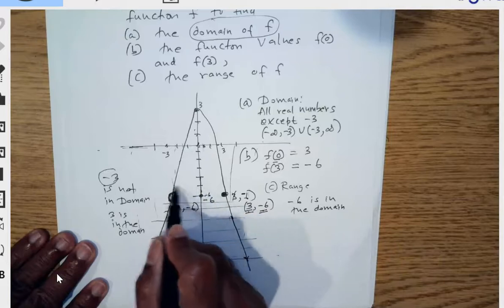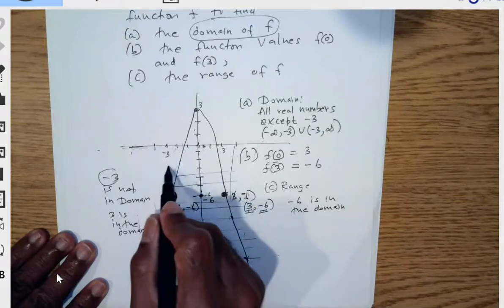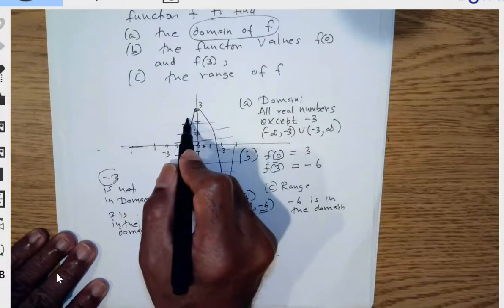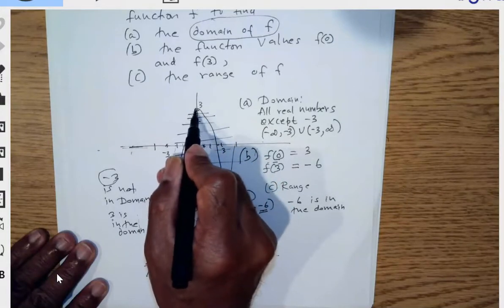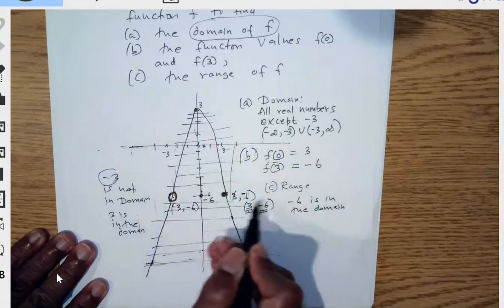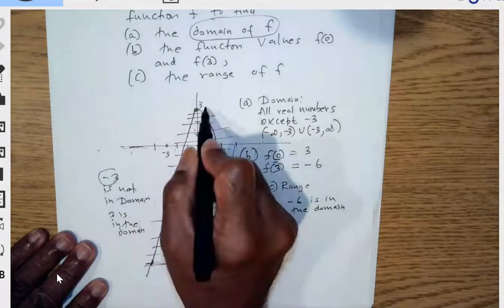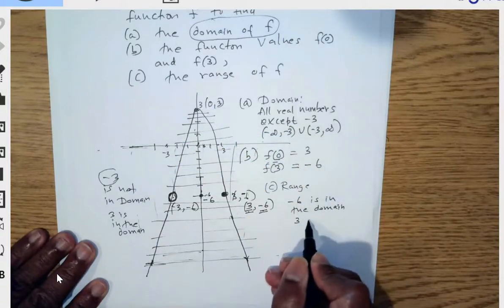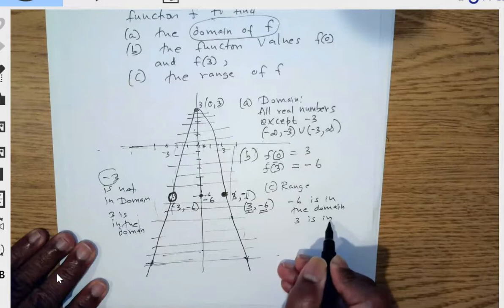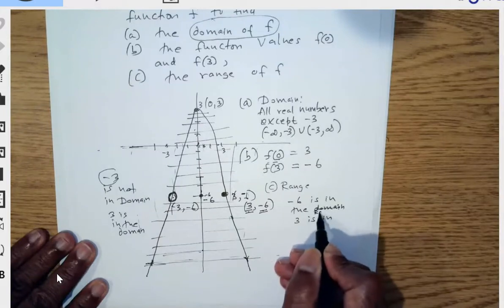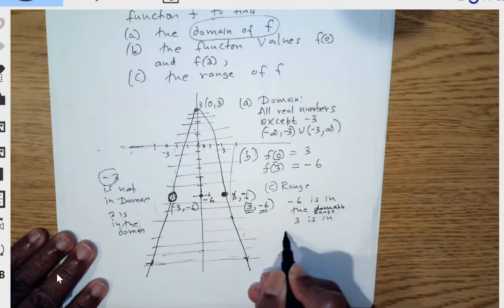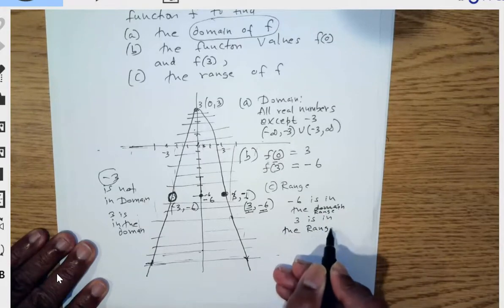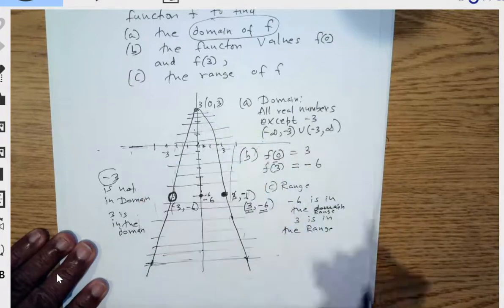Then you just keep on going up, and you can see all the numbers up to 3 are in the range. And 3 is also hit by what? 0, because this point is (0, 3). So 3 is also in the range. All the numbers are in the range, and 3 is also in the range.